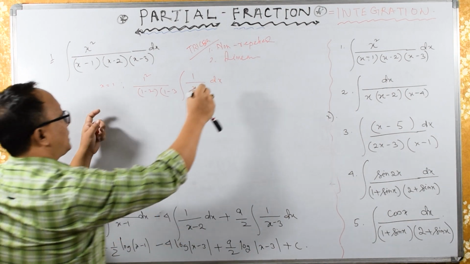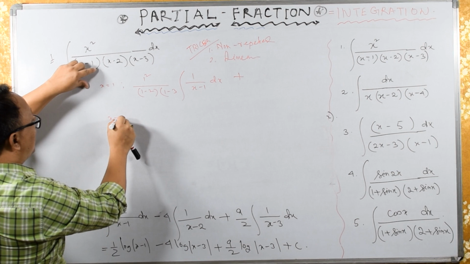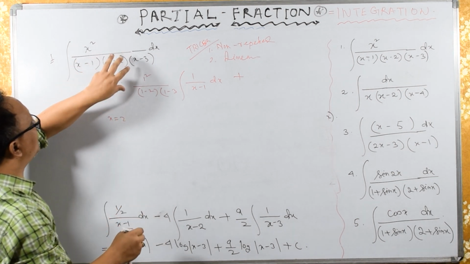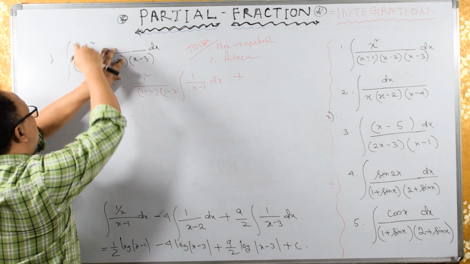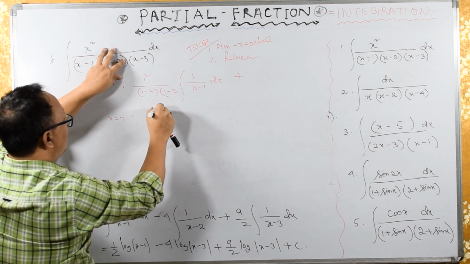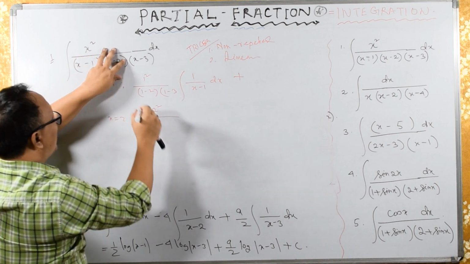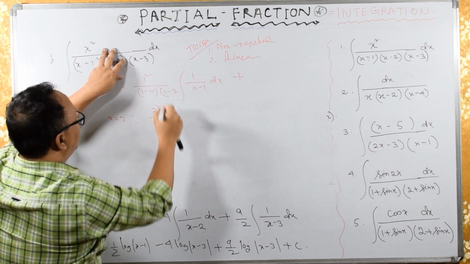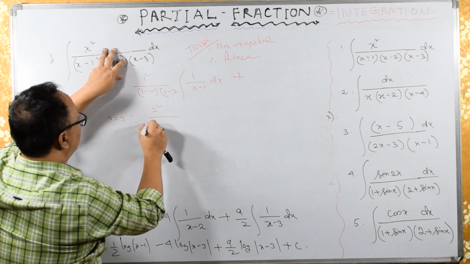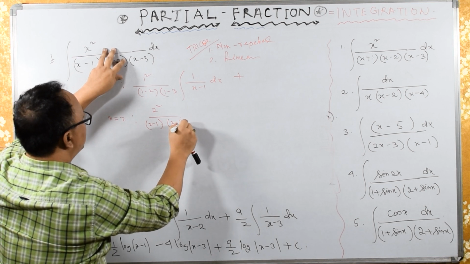Okay, plus, now you substitute x equals 2. When you put x equals 2, you remove this term. You substitute x equals 2 in this equation. What do you have? You have 2 squared, and 2 minus 1. 2 minus 1 is 1. Similarly here, you can write 2 minus 1, and here 2 minus 3.